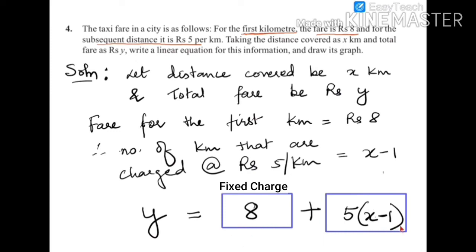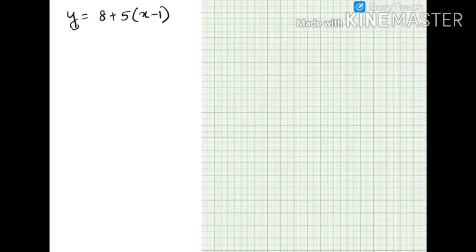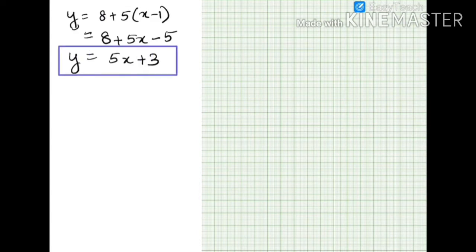So this will be the equation that will represent this situation. But we need to write this equation in the standard form. So we will simplify the right hand side. On simplifying the right hand side, we get 8 plus 5x minus 5. Add the constant terms. So 8 minus 5 is plus 3. So y is equal to 5x plus 3. This is the equation in reduced form.